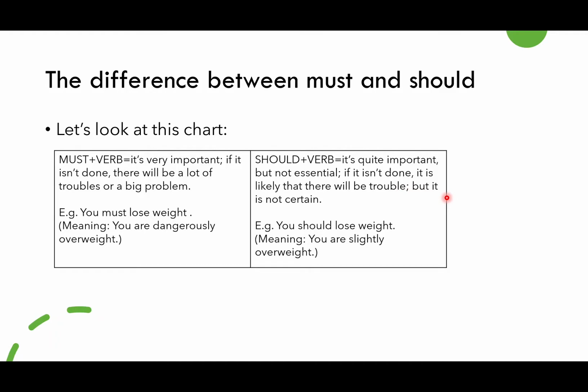That means it's really not too certain. You should lose weight, meaning you're just slightly overweight. Then you can lose it very slowly. But with must, you must lose it very quickly, or you'll be a big fatty boy.